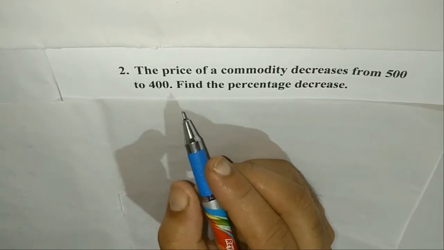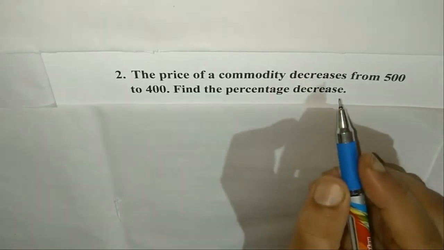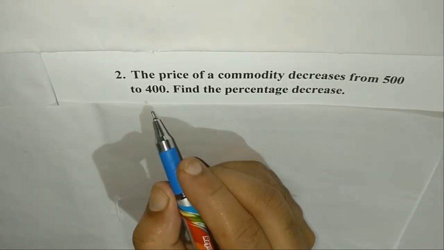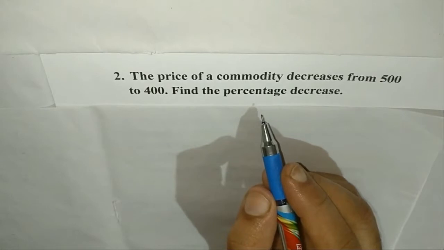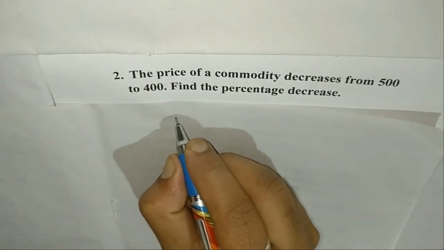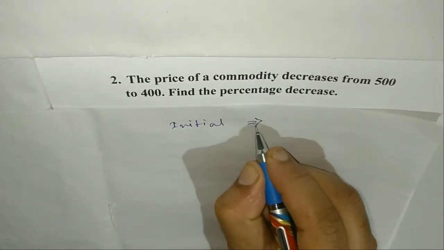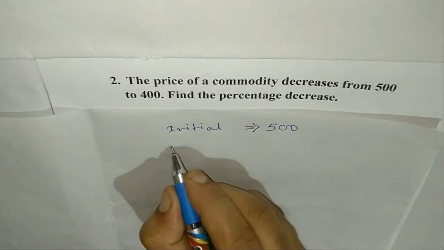The statement here: the price of a commodity decreases from 500 to 400. Find the percentage decrease. So what is given? The commodity price was 500 initially, now it got reduced to 400. We need to find out how much percentage the price has decreased. So now we can write the initial price is 500.